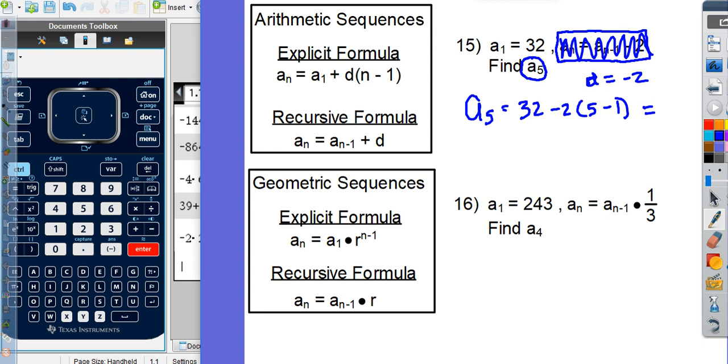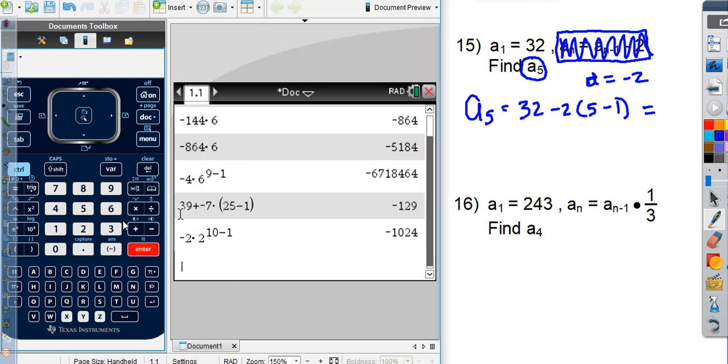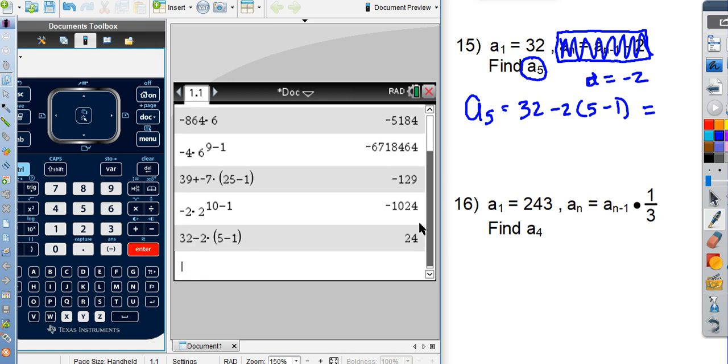And we'll go use our calculator. So we'll go 32 minus 2, parentheses, 5 minus 1, close parentheses, enter, and we get 24.